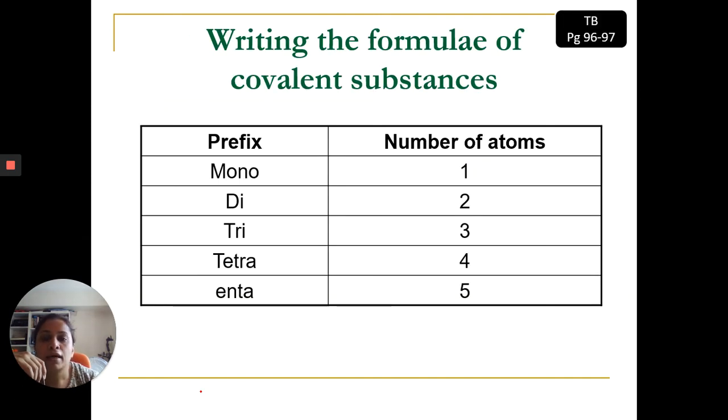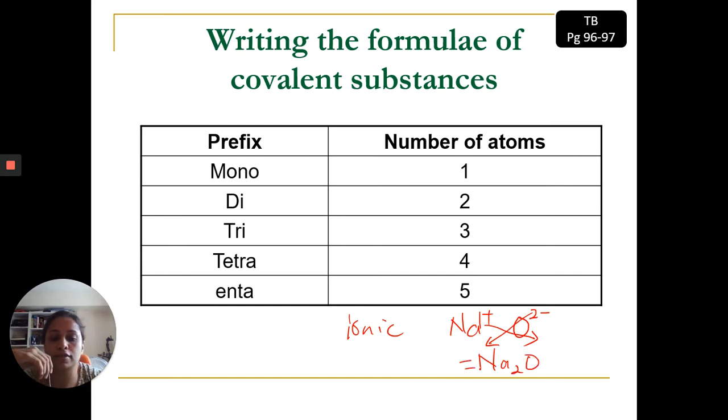We learned about writing formulas for ionic compounds. For ionic compounds, we do crisscross. Quick recap: if it's going to be ionic, for example, sodium plus oxygen, which is group 6 so add 2 more, I will do a crisscross. So sodium oxide looks like this. Crisscross the charges. But for covalent, we don't do crisscross, because there are no charges, right?